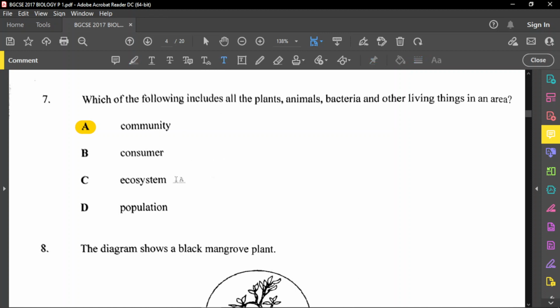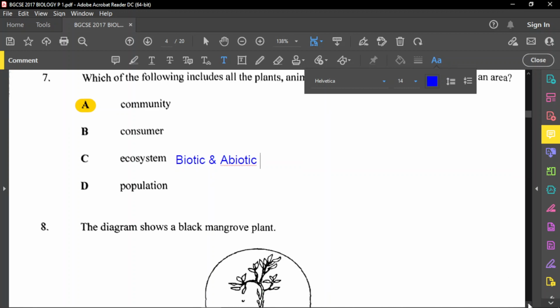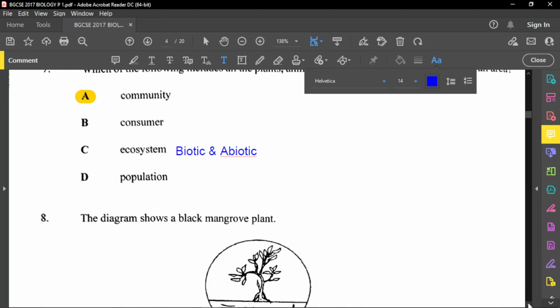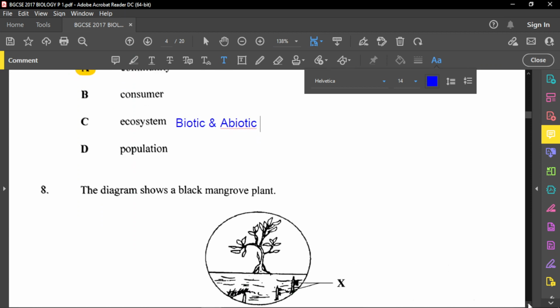So let's write down those two words quickly. Biotic means living, and abiotic means non-living. All right. So again, an ecosystem is the collection of all populations or all communities living together, interacting with each other, and also the non-living aspect. So it's both living and non-living together.